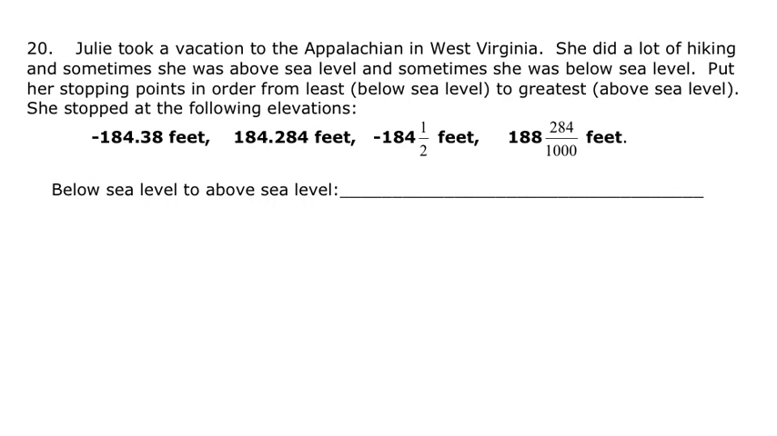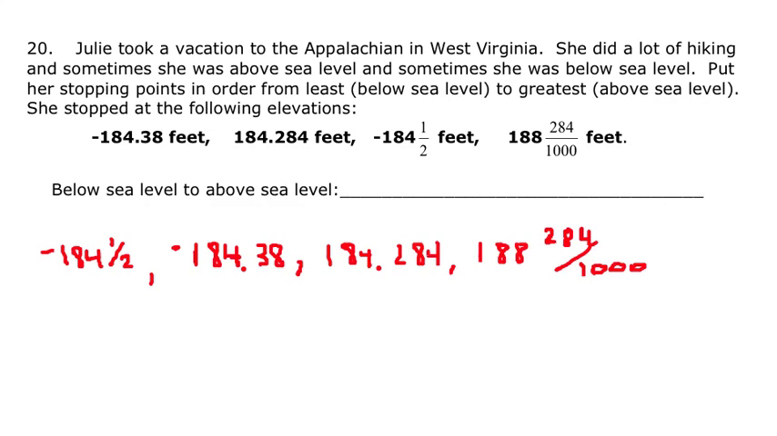Question number 20. Julie took a vacation to the Appalachians in West Virginia. She did a lot of hiking, and sometimes she was above sea level and sometimes she was below sea level. Put her stopping points in order from least below sea level to greatest above sea level. She stopped at the following elevations. So put them in order from below sea level to above sea level. And so here's the order. Negative 184 1/2, negative 184.38, 184.284, and then 188 284 thousandths.